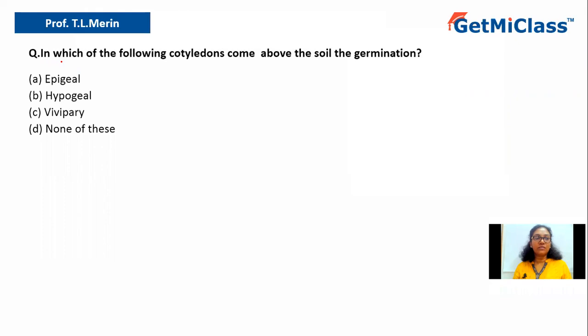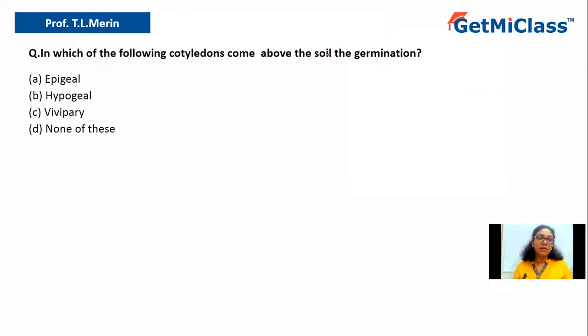Today we are going to solve this question which says, which of the following cotyledons come above the soil in germination? Options are A. Epigeal, B. Hypogeal, C. Vivipary, D. None of this. So let us understand the question. It says which of the following cotyledons come above the soil during the germination process.